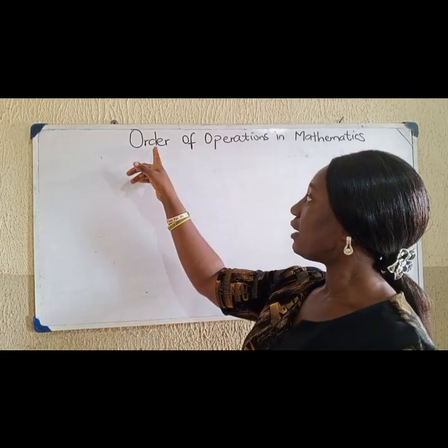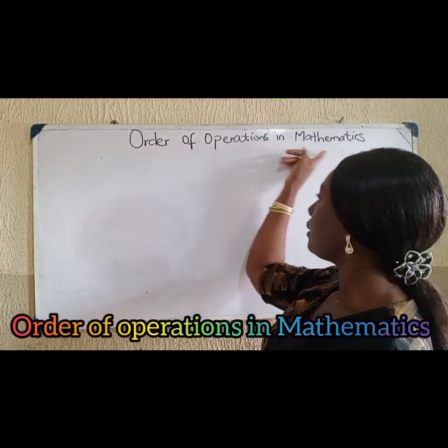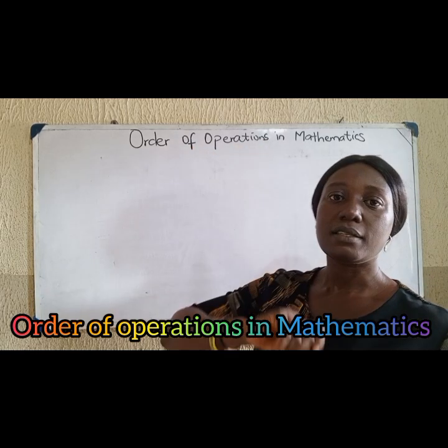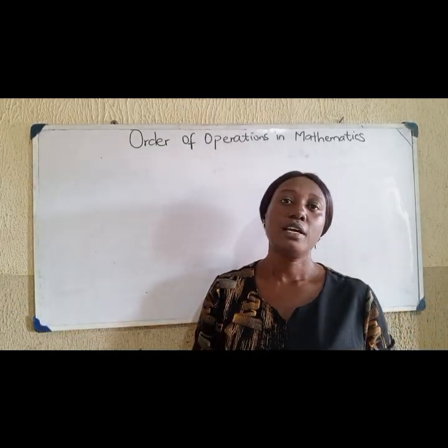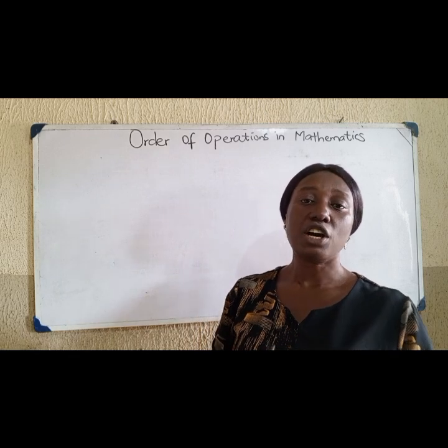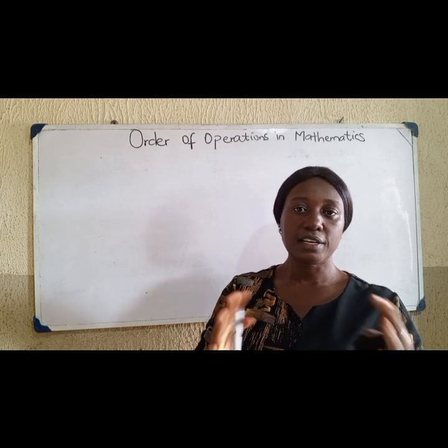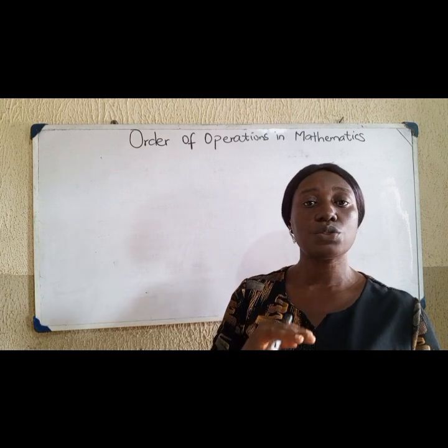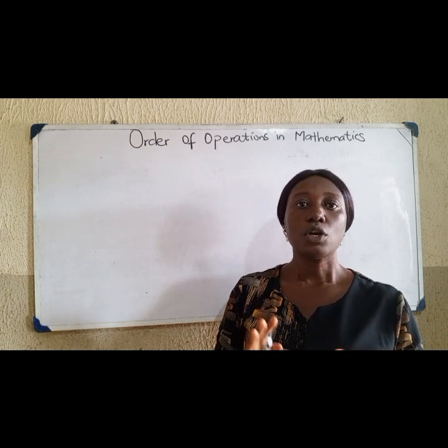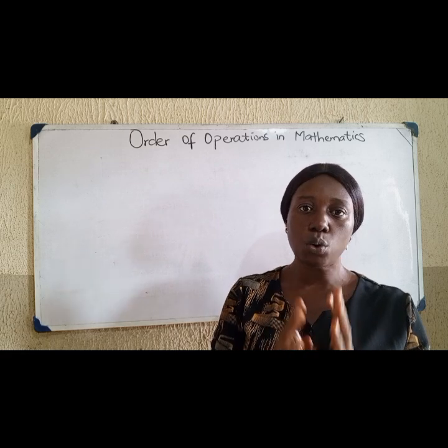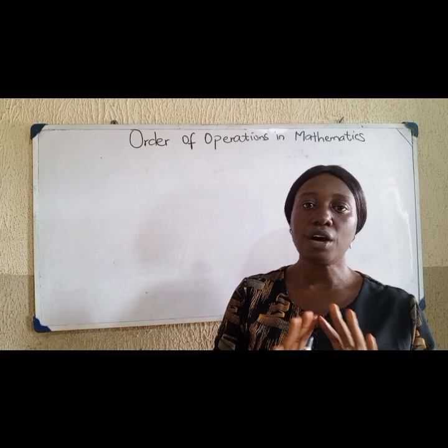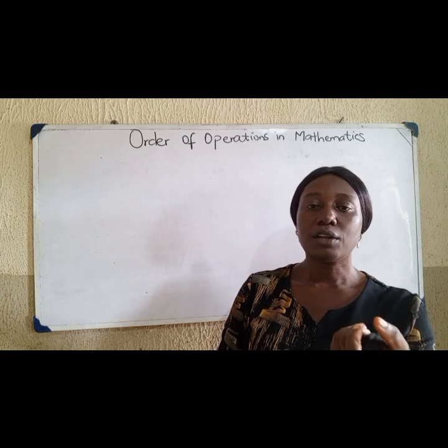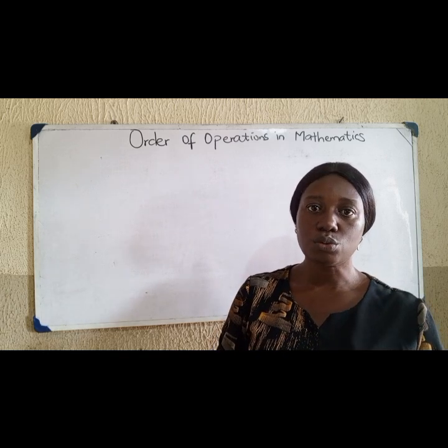Then we are going to look at order of operations in mathematics. Order of operations are the sequence in which calculations are performed in an expression to ensure a consistent and correct result. You have to follow a specific order to ensure an accurate result. When you fail to follow that order, it can alter your result.